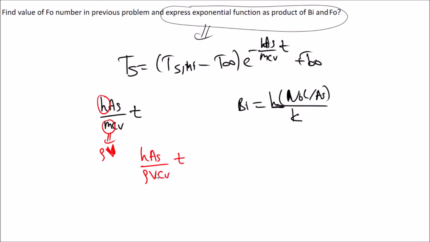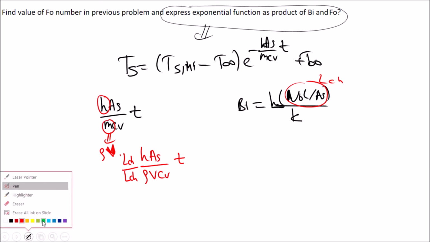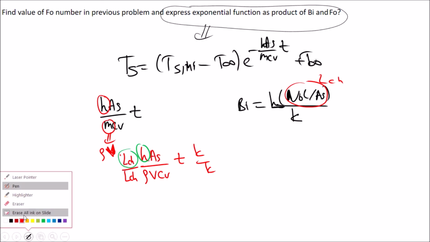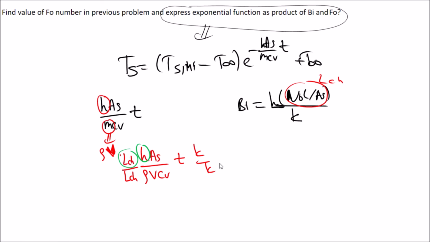We have the h, we can find now volume by A_s. So volume by A_s is L characteristic. So I can divide and multiply with L characteristic, and then you will get the Biot number from here. So L characteristic times h divided by K. So I will multiply and divide with K. Then you will have h L characteristic over K. This one is the Biot number.